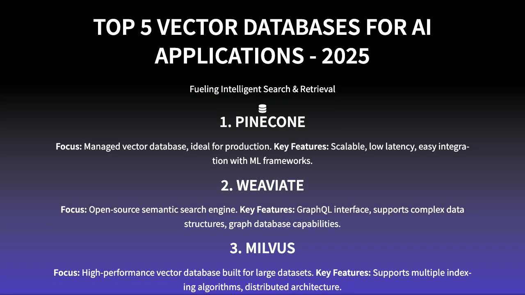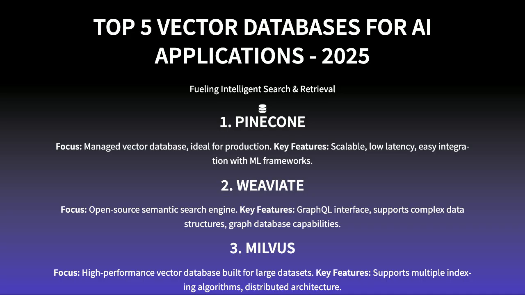Okay, let's dive into the top 5 vector databases that are really shaping how we're building AI applications in 2025. First up is Pinecone. It's a managed service, so it takes care of all the heavy lifting for you and is perfect if you're looking to get something deployed quickly at scale. Next, Weaviate stands out as an open-source semantic search engine, allowing you to work with complex data structures in a really intuitive way. Then there's Milvus, built for massive datasets and designed to handle high performance.